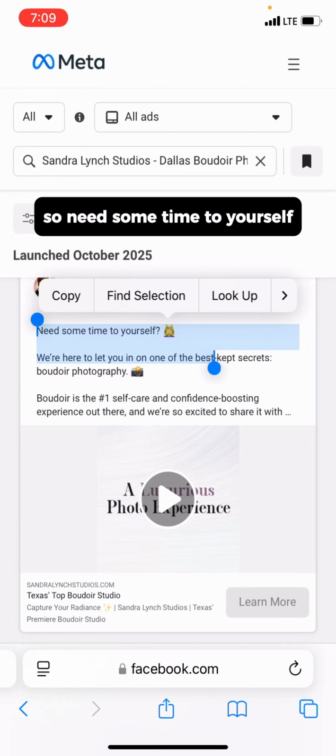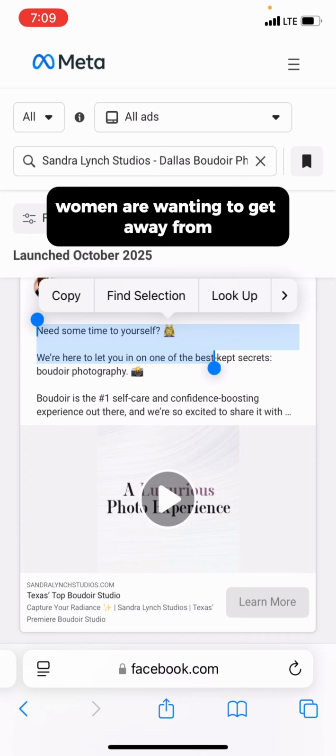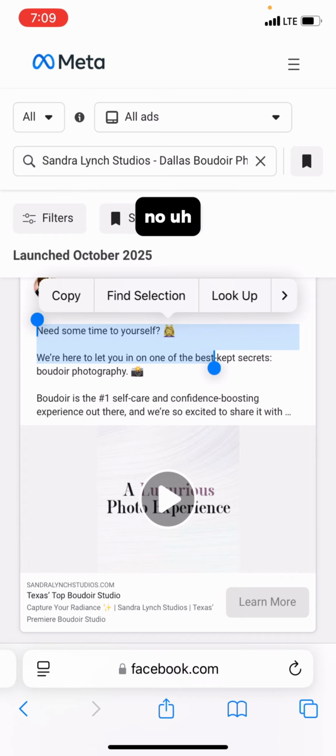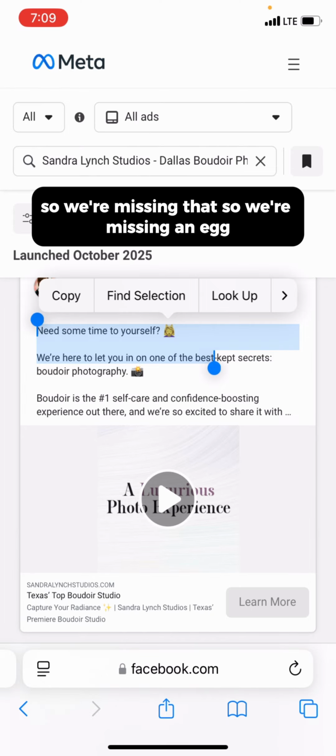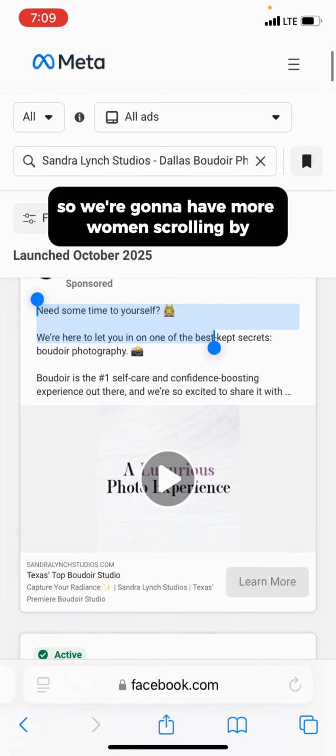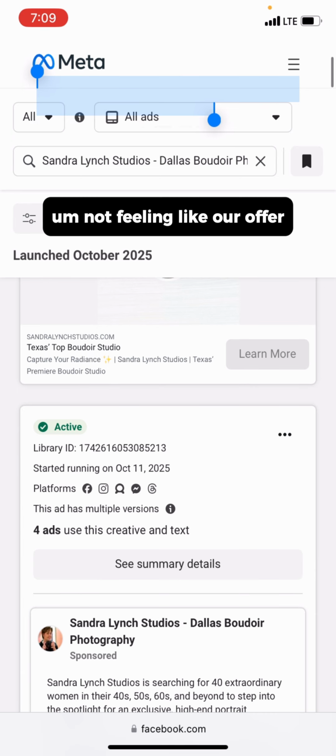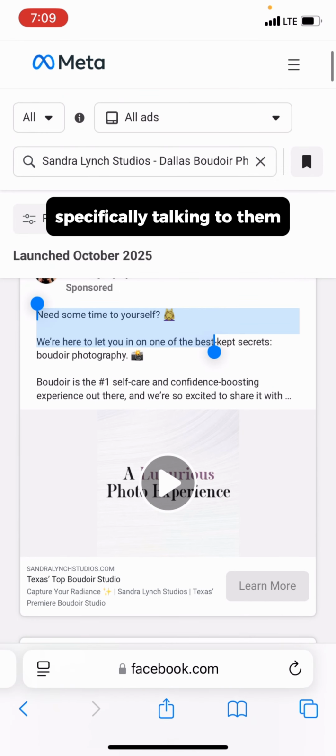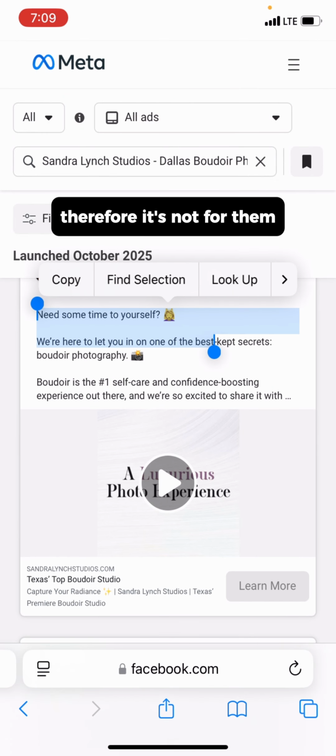So, need some time to yourself. Is that a negative experience women are wanting to get away from? No. We're here to let you do. All right, so we're missing that. We're missing the neg. So we're going to have more women scrolling by, not feeling like our offer is specifically talking to them. Therefore it's not for them.